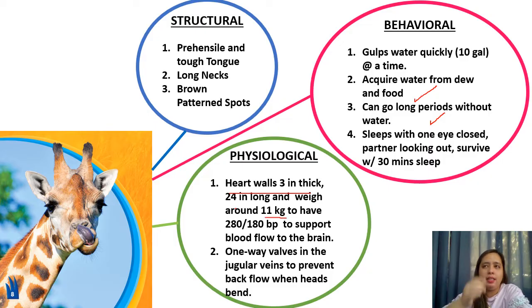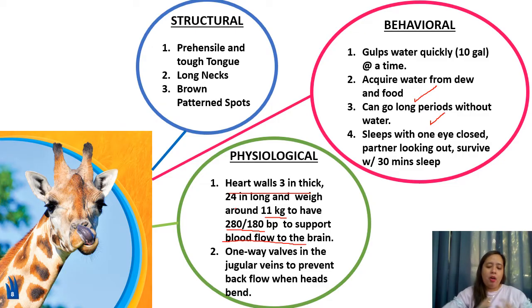Imagine a heart that is 11 kilograms. How many chickens is that? 11 chickens? That's a very large heart that's able to support 280 by 180 blood pressure. This is to support the blood flow to the brain.